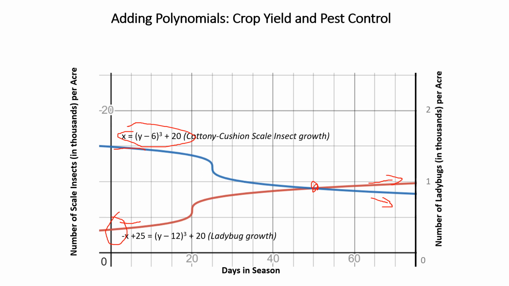But we can use this as a predictor. Like if I know my cottony cushion scales at this point, how many more days do I have? Oh, right here. At the worst, it'll be 50 days from here to here. And who knows? If I know when it starts getting to these rates, then we've almost controlled our cottony cushion scale.